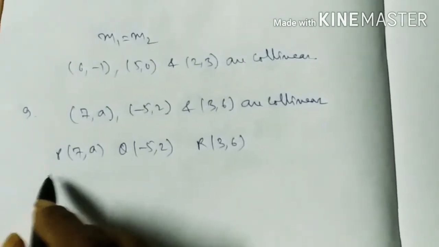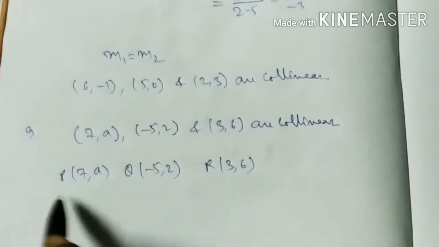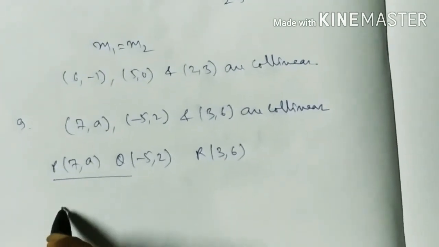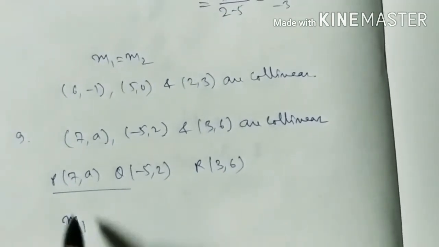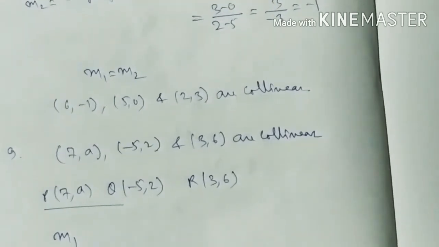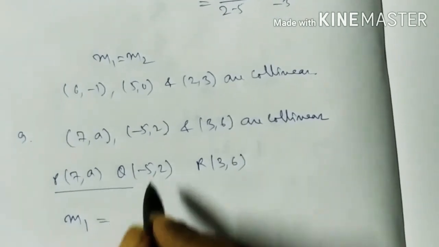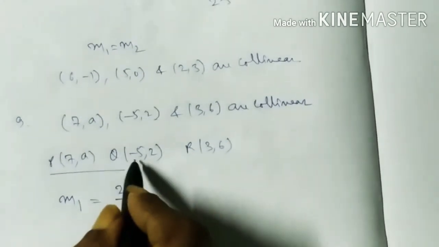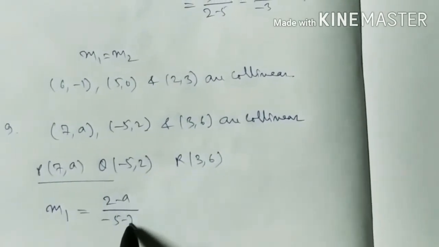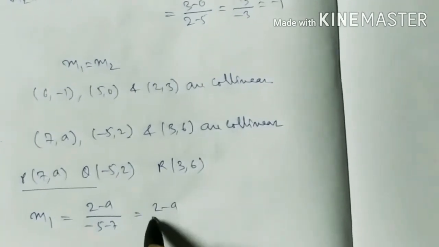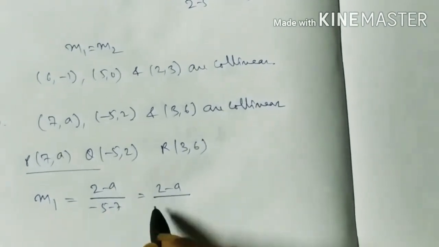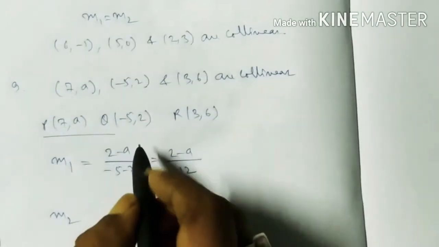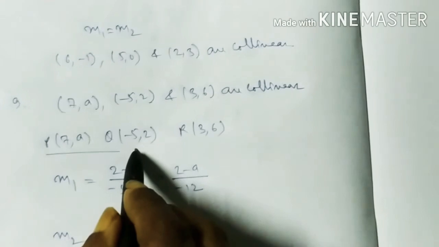Now we are going to find out the slope of the line segment PQ. Slope of the line segment PQ, let it be represented by M1. This is equal to y2 minus y1, 2 minus A, and x2 minus x1, minus 5 minus 7. So 2 minus A by minus 12. So that is M1. Now M2.